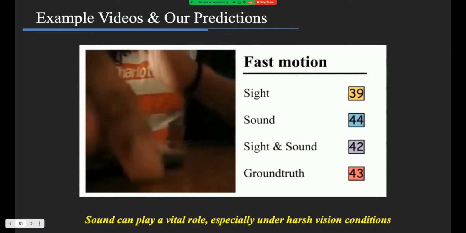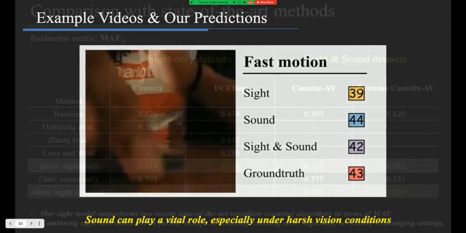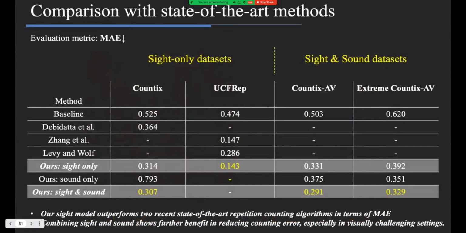We can see that sound can play a vital role, especially under harsh vision conditions. We also compare our method with previous works. Our model outperforms two recent state-of-the-art repetition counting algorithms in terms of MAE, and combining sight and sound shows further benefit in reducing counting error, especially in visually challenging settings.